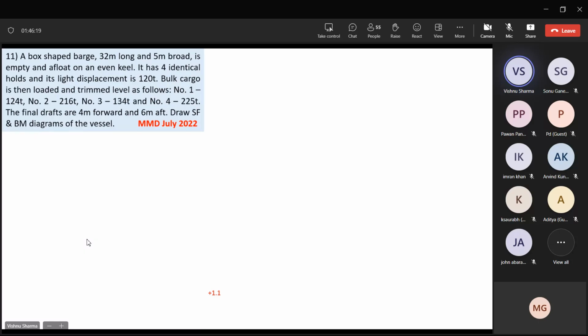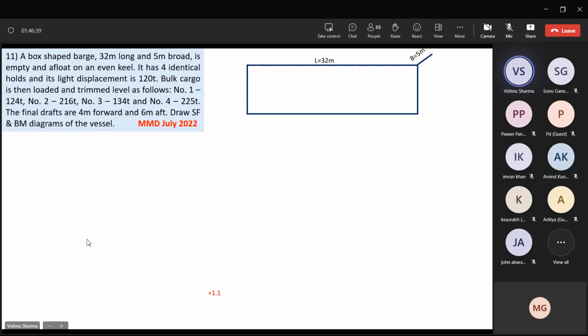It came as late as July 22. It had never come before that. It first time came in July 22. Okay. Here is the vessel, 32 meter long. Guys, are you all back? Those who had gone for a break or something? Yeah, we can start.